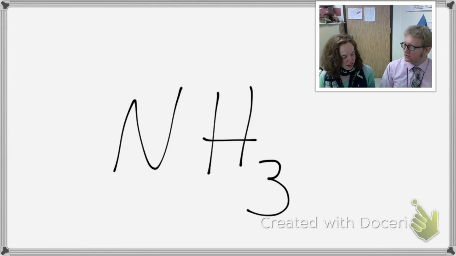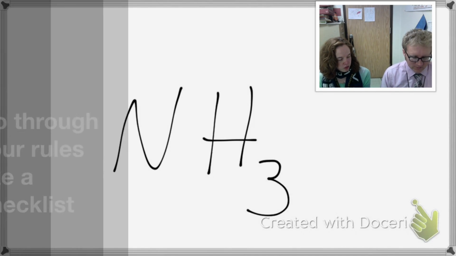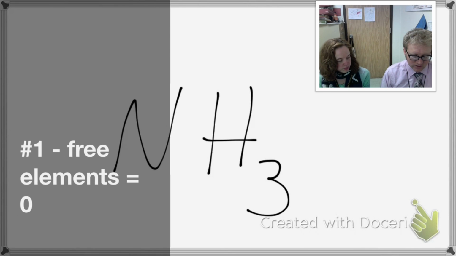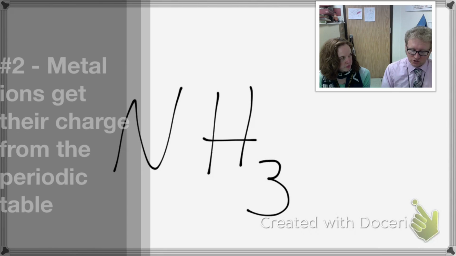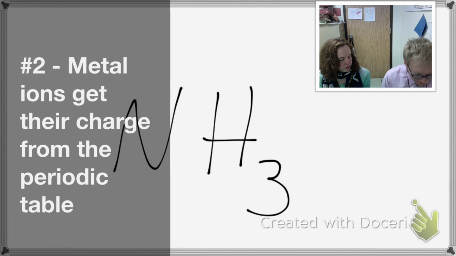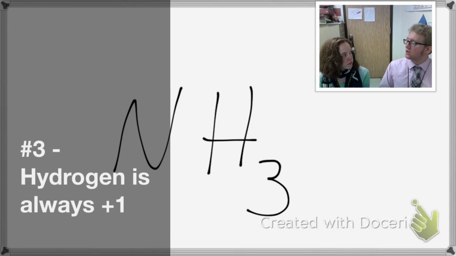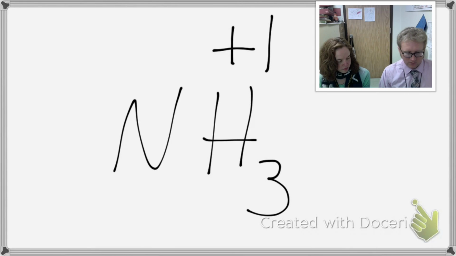Can I try this one? Okay. The first rule: free elements are 0, but there are no free elements, so I can skip that one. The next one is metal ions are their charge on the periodic table, but nitrogen is not a metal, so I need to keep going. Next one is hydrogen. Hydrogen is always +1, so I can start there. I've got 3 of them, so altogether I've got +3.